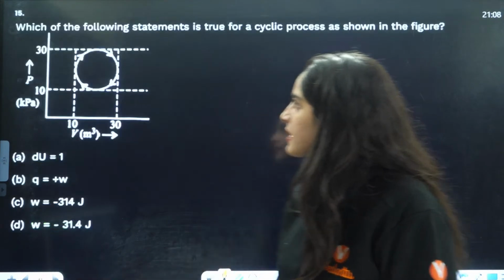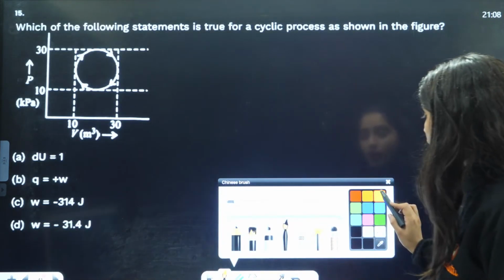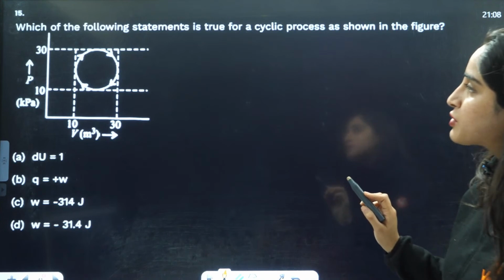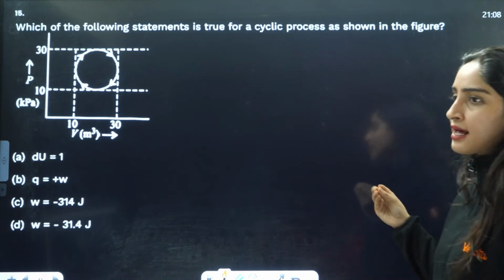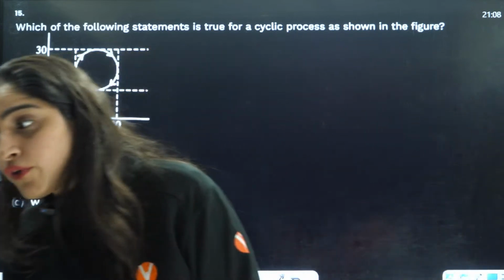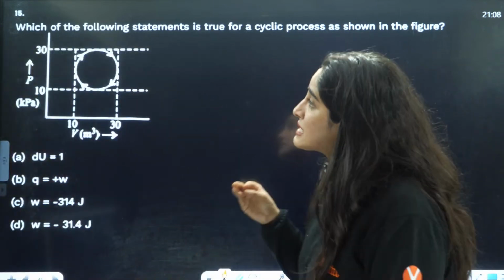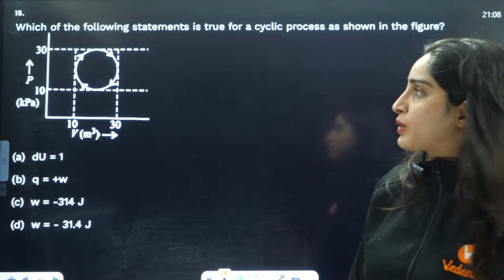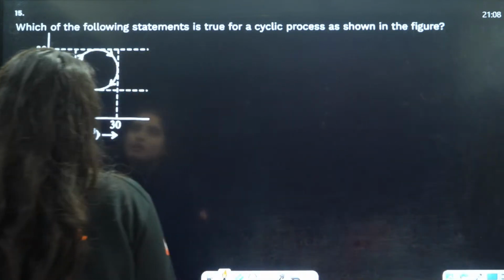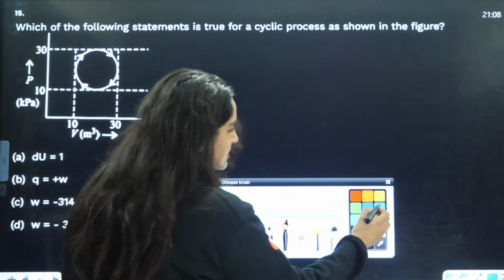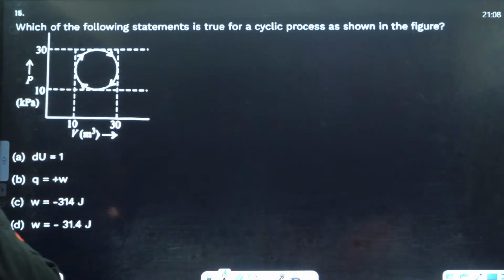Okay, next is, now from thermodynamics only, which of the following statements is true for a cyclic process as shown in the figure? Which of the following is correct for a cyclic process as you can see in the following figure? Cyclic process, guys. Cyclic process, it is clockwise, anti-clockwise, work is positive or negative. Everybody in the comment section, everybody in the comment section.